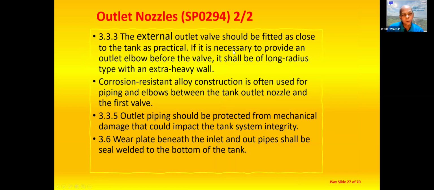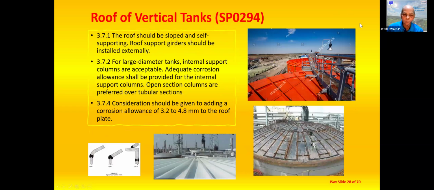The outlet nozzle's external outlet valve should be fitted as close to the tank as practical. It is necessary to provide an outlet elbow before the valve, which shall be long radius type with an extra heavy valve. Corrosion resistant alloy construction is often used for piping and elbows between the tank outlet nozzle and the first valve. Outlet piping should be protected from mechanical damage that could impact the tank system integrity. Wear plates beneath the inlet outlet pipe should be seal welded to the bottom of the tank. Now, roof of the vertical tank.